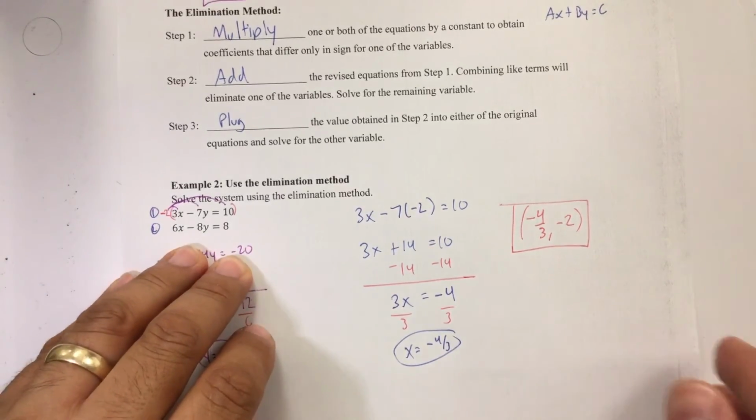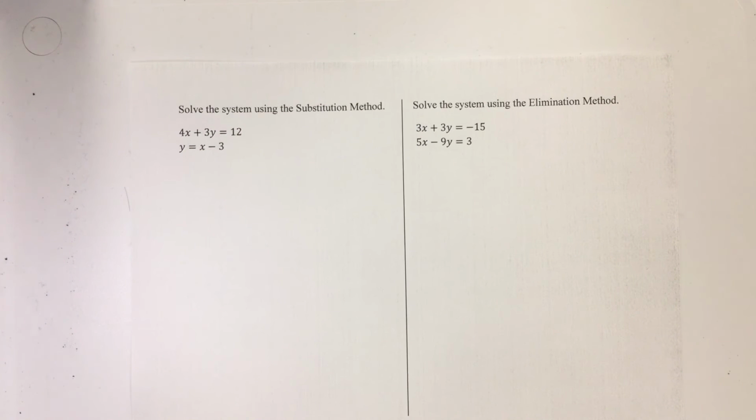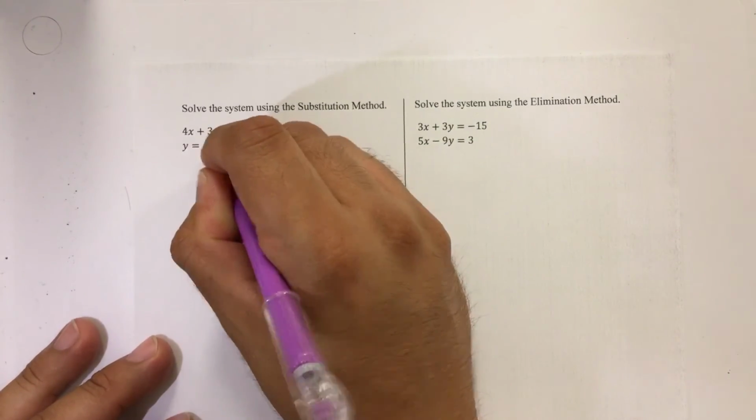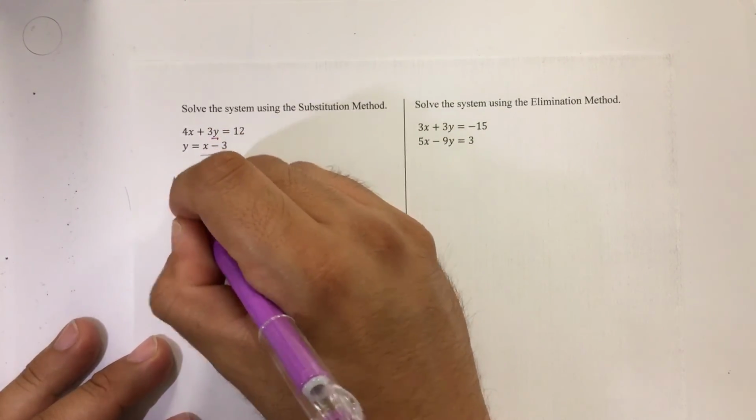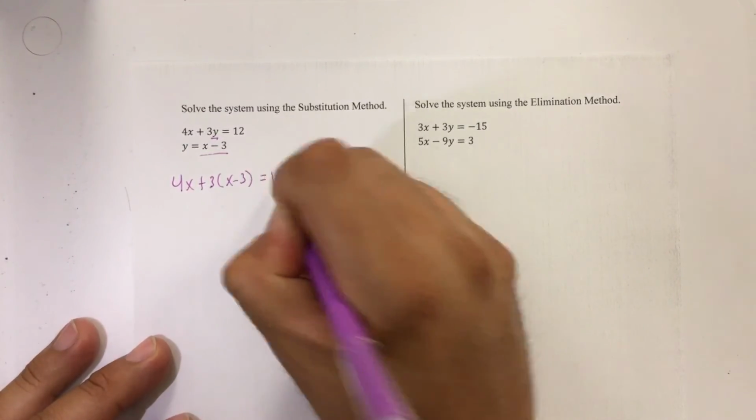All right, let's see what we have next. Okay, the last one is going to ask us to solve using substitution and then using elimination. Now, the substitution one is set up pretty nicely. Y is already solved, so we're going to take that expression, x minus 3, and plug it in for y. So 4x plus 3 times x minus 3 is equal to 12.